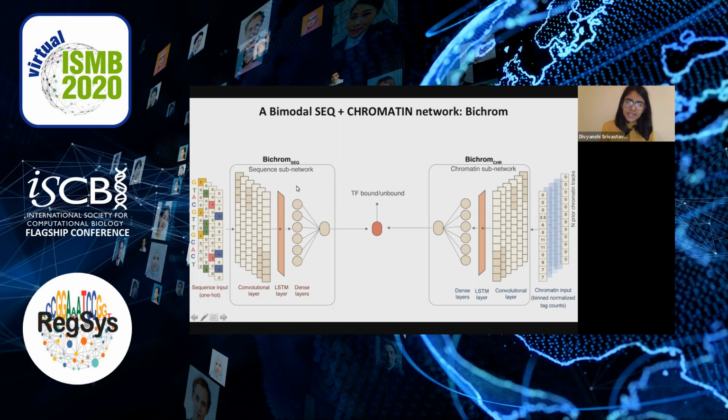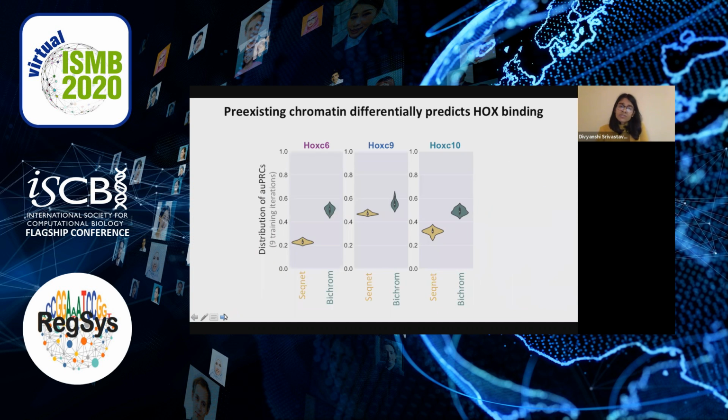We used the sequence network, and we asked how well does it predict induced transcription factor binding. We then used the full BichromE model incorporating pre-existing chromatin information, and we asked whether this whole network actually performs better than a sequence-only network at predicting induced binding. If it does, that would suggest that the pre-existing chromatin data is predictive of induced transcription factor binding. So I'm showing you the results for this comparison here for HOXC6, C9, and C10.